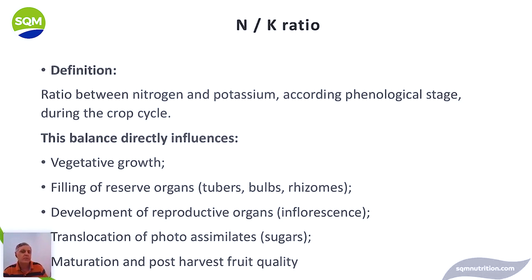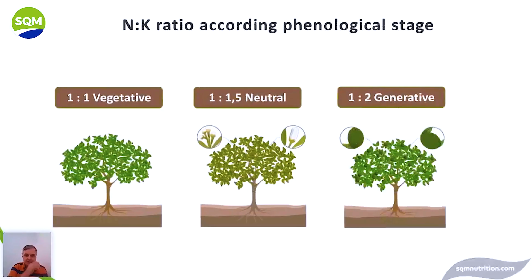The development of the reproductive organs, translocation of photoassimilates. When we increase potassium in comparison with nitrogen, we increase the translocation of photoassimilates, sugars, fruit size, fruit coloring, Brix as well, especially for orange produced for industry, for juice. So it's something really important. And the maturation and post-harvest fruit quality. So with this balance between nitrogen and potassium, we can interfere in all these physiological concepts, and we can do that according to the balance of these minerals that we apply together with our fertilizers.